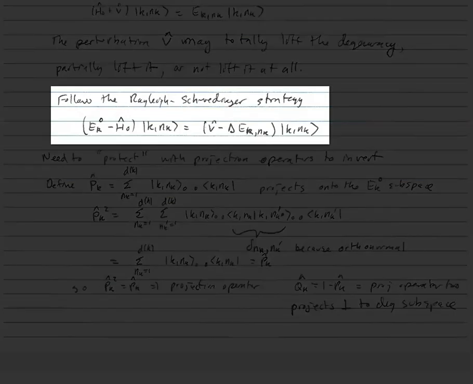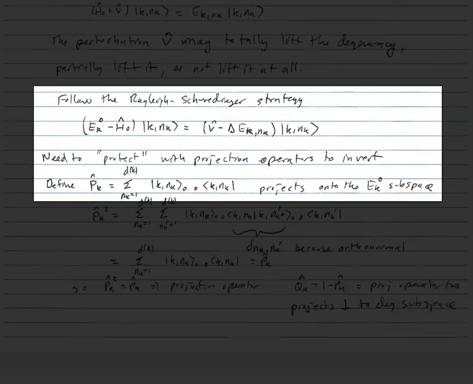We're going to separate out, moving the H0 to one side and moving the delta E_k,n_k onto the opposite side. So we'll have E_k^0 minus H0 acting on the state k comma n_k is equal to V hat minus delta E_k,n_k acting on the ket k comma n_k. Now, as before, we need to protect the inversion of this equation with projection operators because we can't just divide by the operator E_k^0 minus H0 because that operator vanishes inside this entire degenerate subspace.